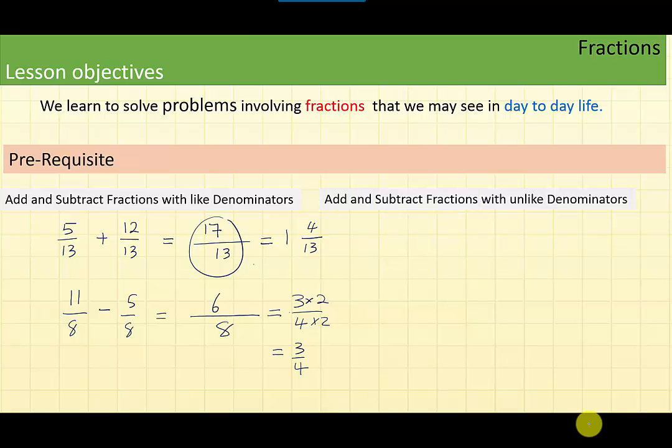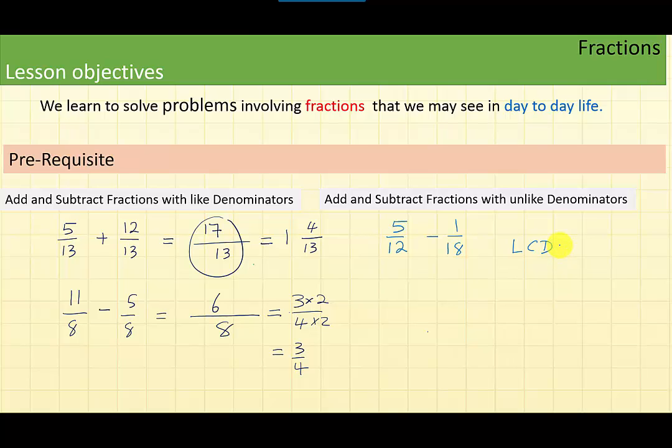Add and subtract fractions with unlike denominators. Suppose we want to find 5/12 minus 1/18. Now we cannot just do this right away because we don't have the same denominator. Therefore, we need to find the least common denominator.